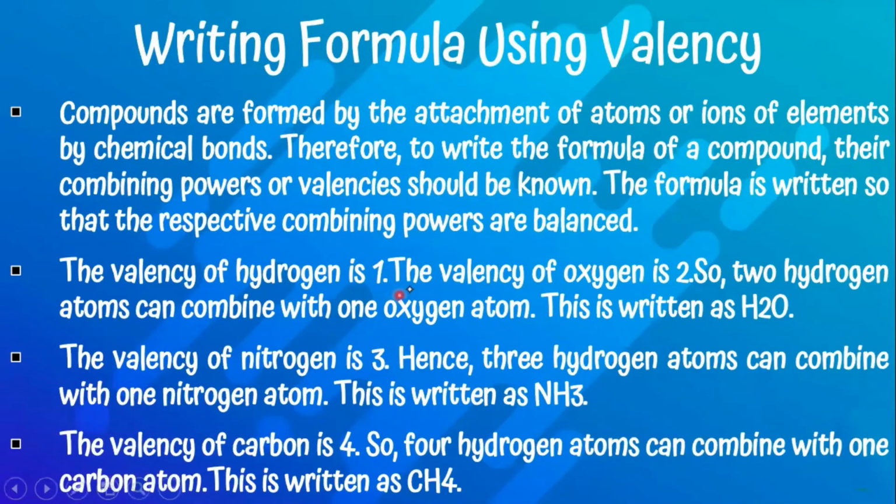The valency of hydrogen is 1. The valency of oxygen is 2. So 2 hydrogen atoms can be combined with 1 oxygen atom. This is written as H2O. The valency of nitrogen is 3 and hence 3 hydrogen atoms can be combined with one nitrogen atom. This is written as NH3. NH3 means ammonia. H2O means water.